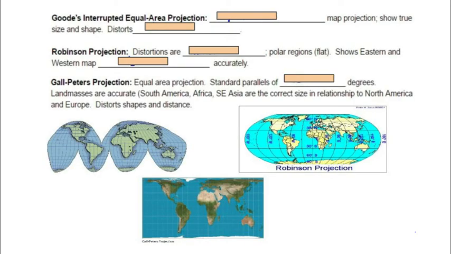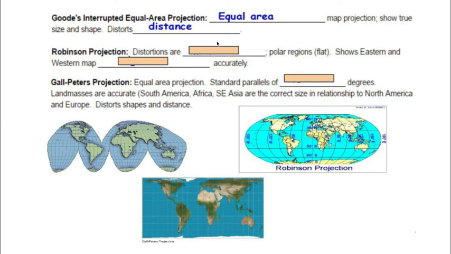We also have the Goode's interrupted equal area projection, which is below here to the left, and it shows equal area map projections, showing true size and shape, but it really distorts the distance. So when you look at the projection that's down here, you do see the true shape of places like North America and South America, but as far as distance, it's a little off.